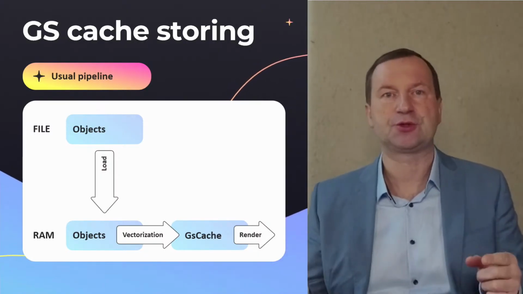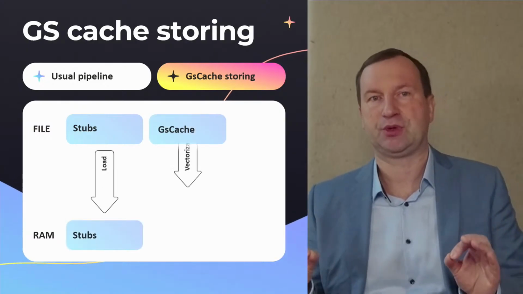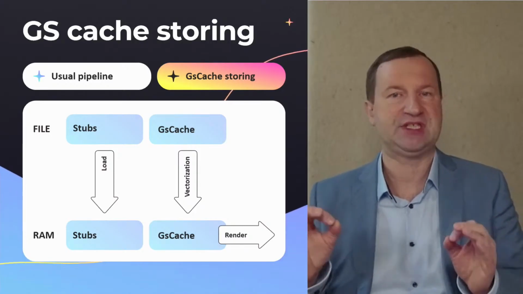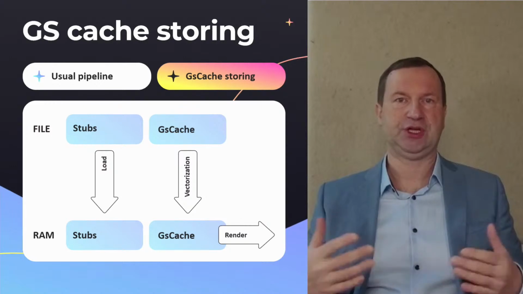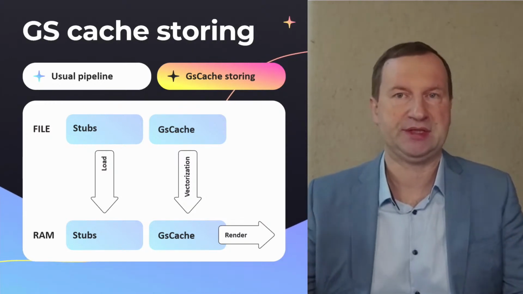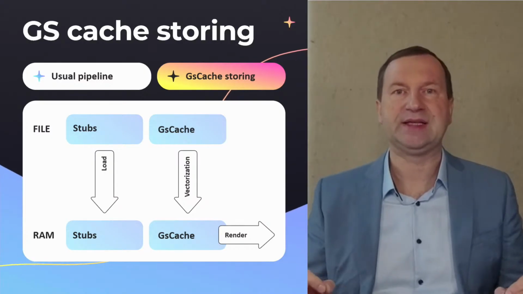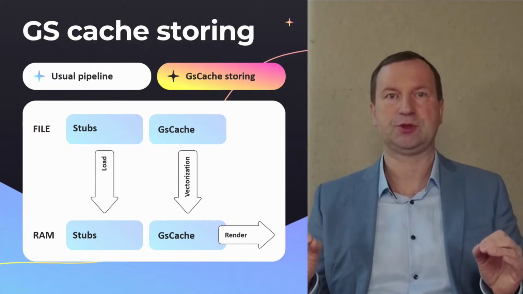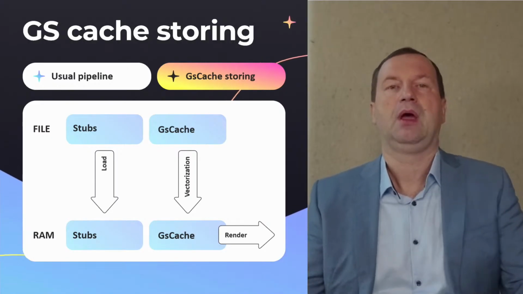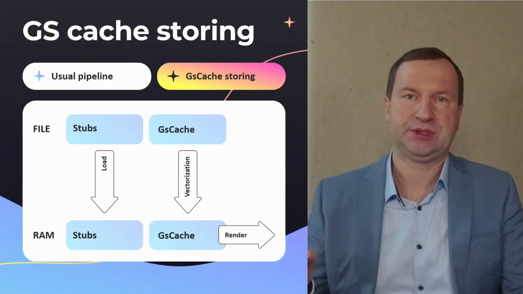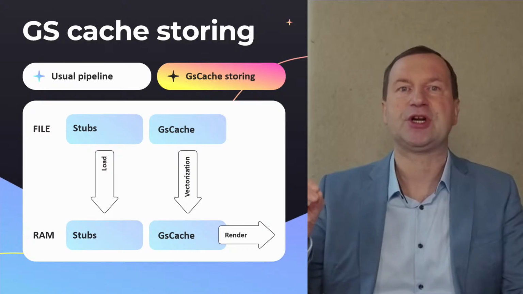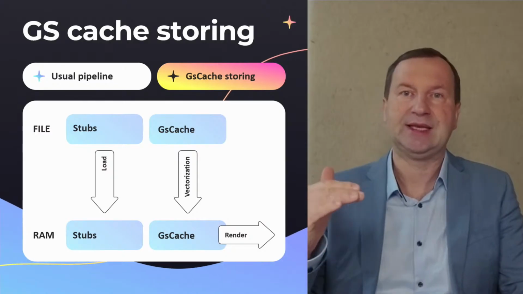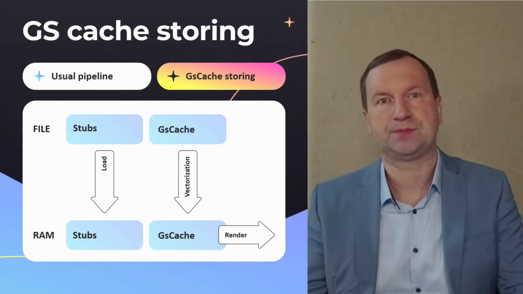To address these issues, we are developing a GS cache storing mechanism. The concept is to replace the original geometry primitives in the VSFX file with the generated GS cache and a simple stub containing basic information. When this file is loaded, only the stubs are loaded instead of the original Visualize objects, which reduces memory usage. Additionally, instead of performing vectorization, the saved GS cache is transferred directly to the GS system, which boosts vectorization performance and at least partially resolves the freezing issues.